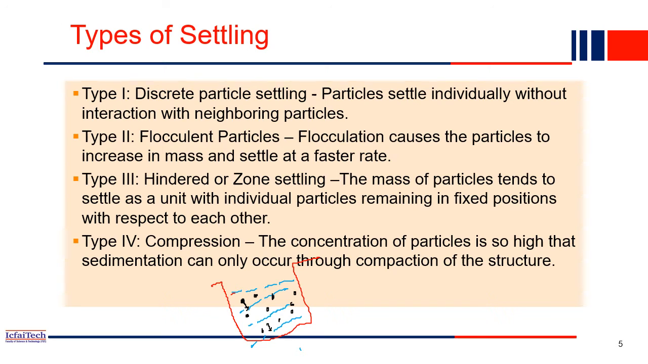If the particle is settling individually, it means the settling of this particle does not affect the settling of that particle, right? Each particle is settling individually, and then we call it type 1 settling. Here the particle settles individually without interacting with the neighboring particles. There is no interaction, and the particle settles directly at the bottom. This type of settling we call type 1 settling.